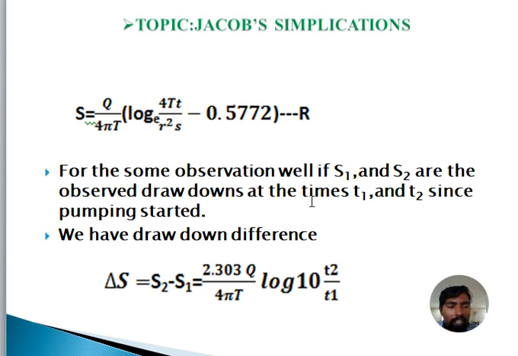So automatically the drawdown difference will exist. The drawdown difference is calculated by the Jacob equation: delta S is equal to S2 minus S1, which is equal to 2.303 Q by 4 pi T log 10 T2 by T1. In this mathematical representation we implement the factor 2.303 Q by 4 pi T. According to Theis, it is only Q by 4 pi T, but the 2.303 is added only in Jacob's equation.